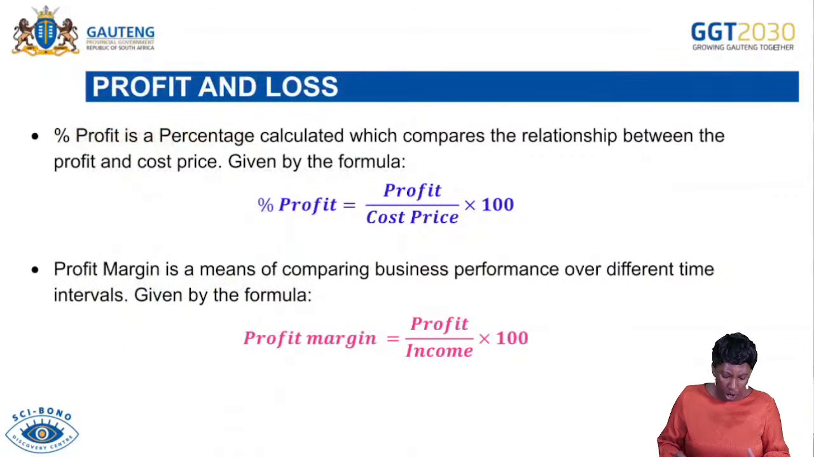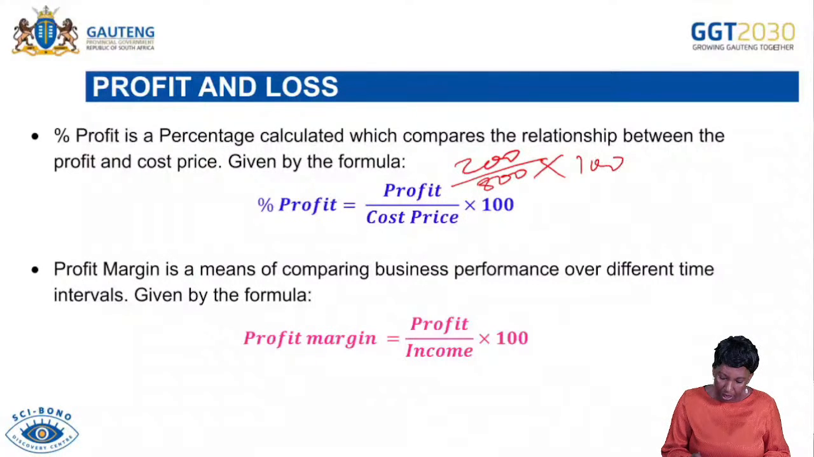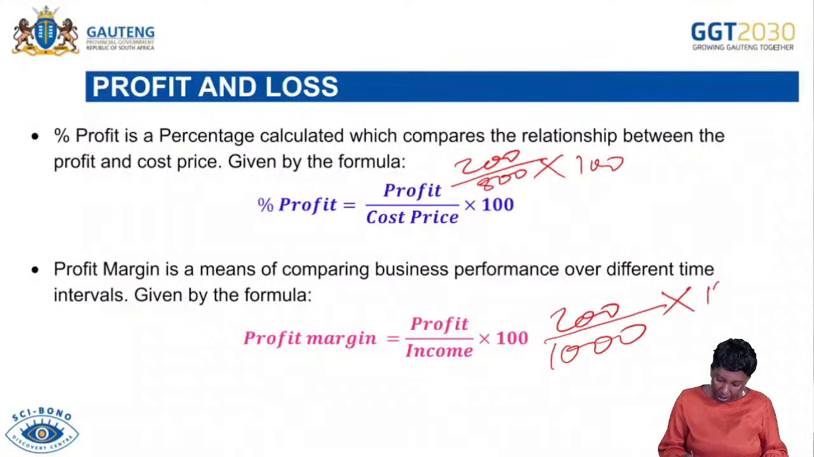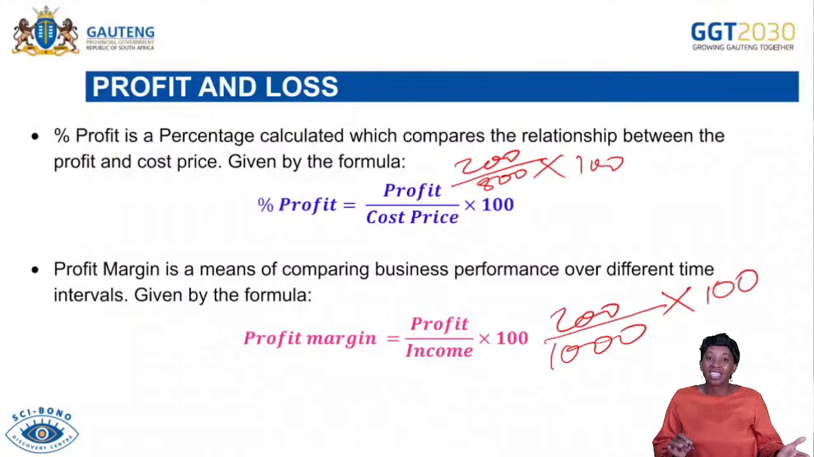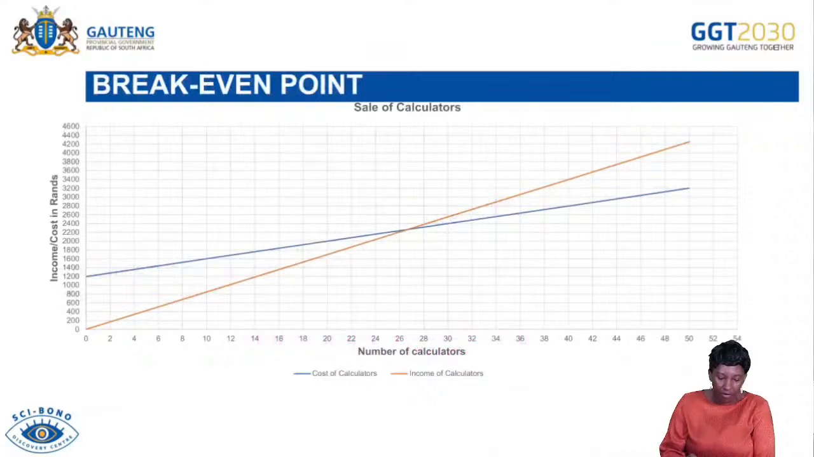Now with the profit and loss, you have done it. We have the profit. We said our profit is 200 rand, and then the cost, we said it is 800, and then we multiply it by 100. That's how we calculate the profit percentage. And then the profit margin, you'll say the profit of 200 rand, and then the income of 1,000 rand, we multiply it by 100. This is so simple because you're reading from the table or from the given information.